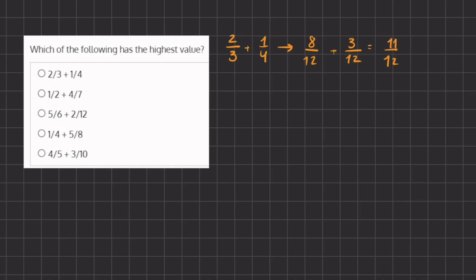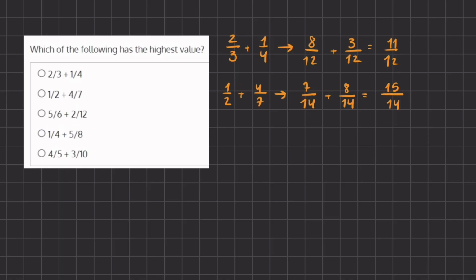Now let's move on to our second one. We have 1/2 plus 4/7. Now in this case, our least common denominator is going to be 14. And in order to convert our first numerator, we want to multiply by 7, so our numerator is going to be 7. And our second numerator is going to be 8. Alright, so when we add these two up together, we have 7 plus 8, which gives us 15 over our least common denominator of 14.